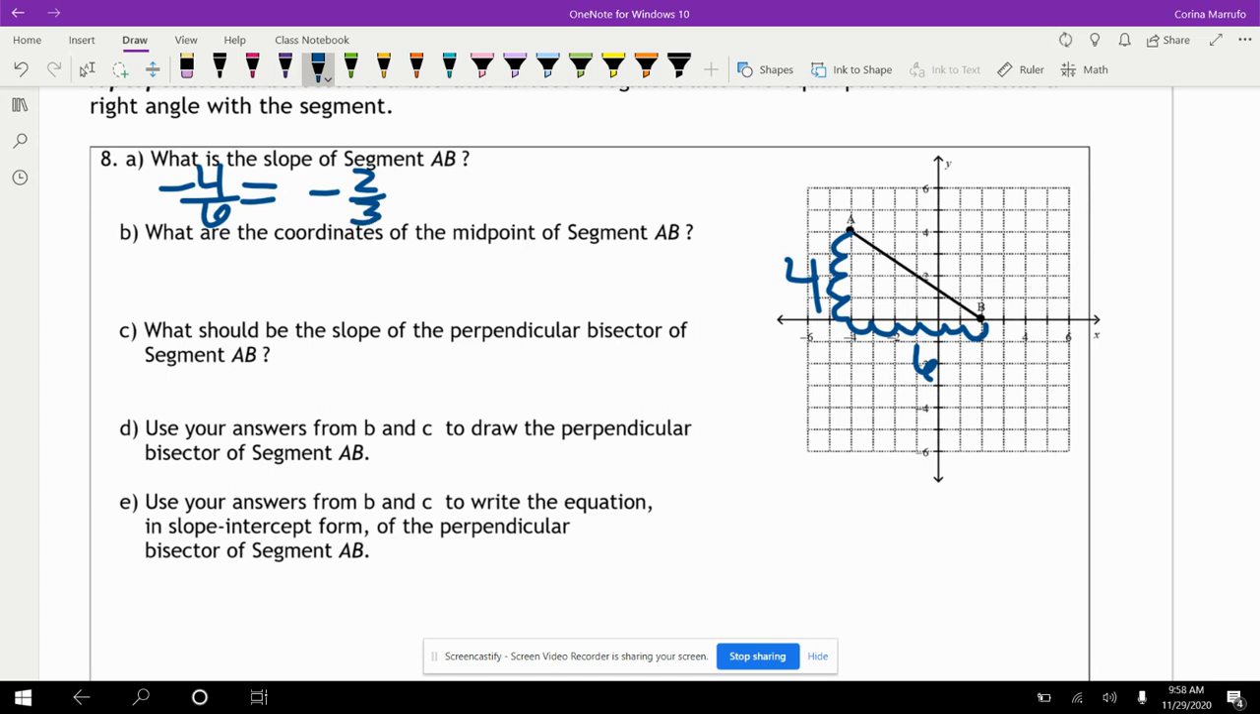Okay, then it says, what are the coordinates of the midpoint of segment AB? So to find the midpoint between A and B, if you wanted to find it on the graph, if you take this 4 and you cut it in half, it cuts in half at 2, right? So then you cut it straight across. You take this 6 and you cut it in half. 1, 2, 3, and there you go. There's your midpoint. So our midpoint is negative 1, positive 2.